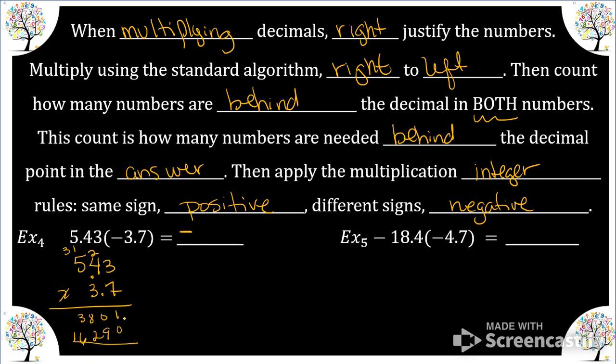We're going to add these from right to left. I'm going to come up here, and we're going to have 1 plus 0 is 1. 0 plus 9 is 9. 8 plus 2 is 10. Carry the 1. 6 plus 3 plus 1 is 10. Carry the 1. 1 plus 1 is 2. We have 1, 2, 3 spaces behind the decimal. 1, 2, 3. So we have negative 20.091. Example number 5, we have a negative times a negative, so our product is positive.